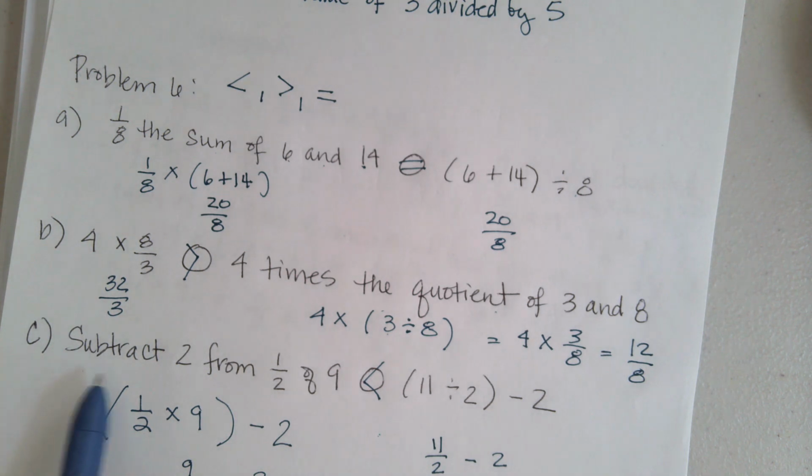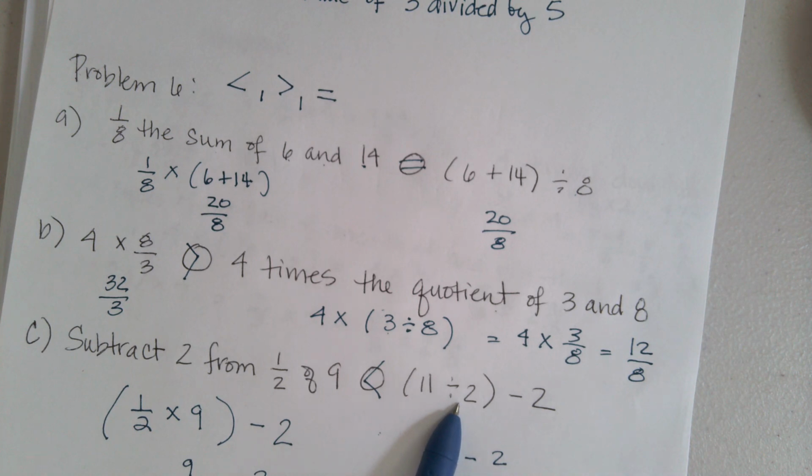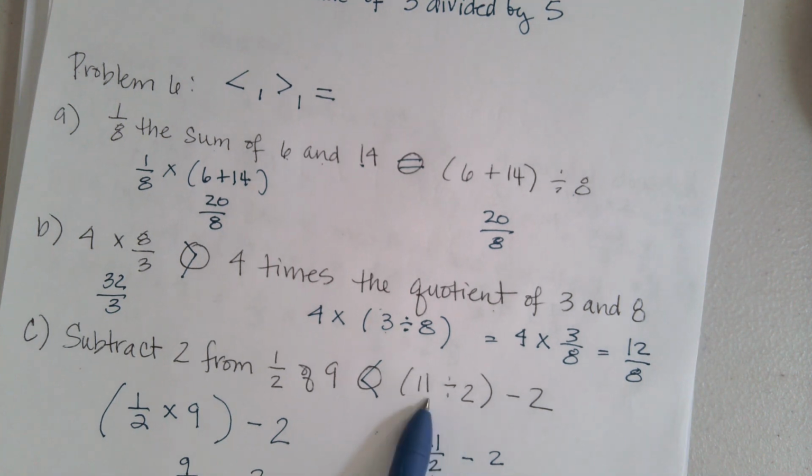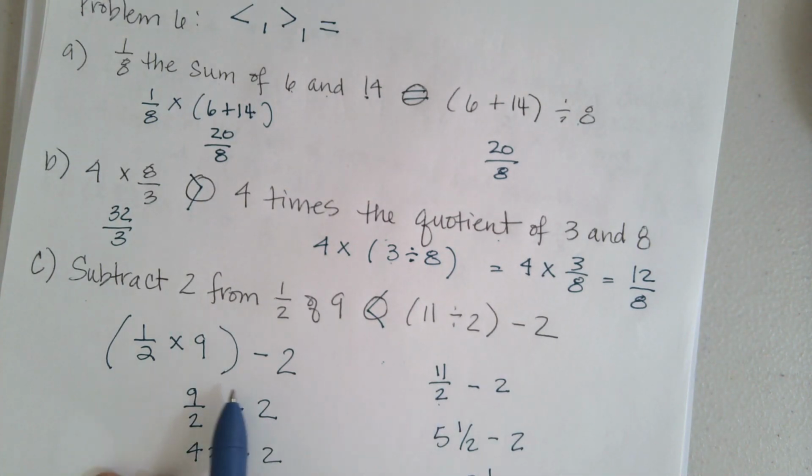All right, then we subtracted 2 from 1/2 of 9, and 11 divided by 2 is going to actually give you a greater fraction than 9/2. So you were able to evaluate that and say that this problem is going to be greater because 11 divided by 2 is going to be 11/2, which is going to give you 5.5, versus 9/2, which is going to give you 4.5.